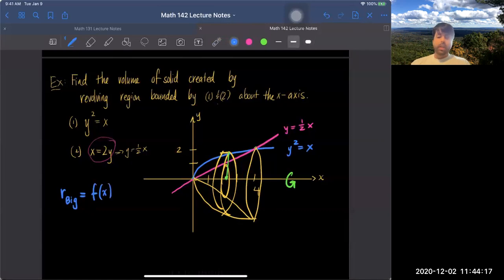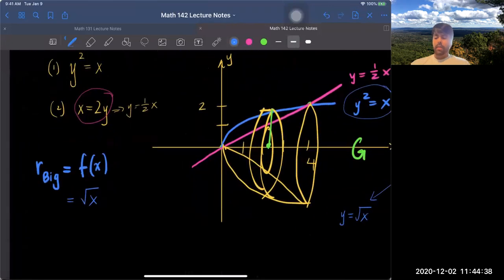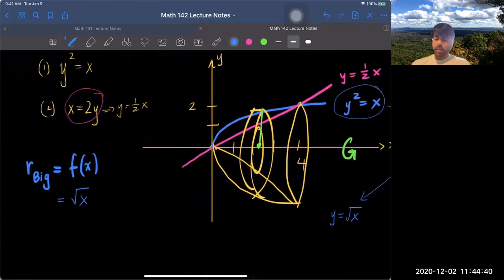But do you see what's the issue here? I have this y squared equals x. That's not a function of x. So then what do I have to do? I have to solve for y. And what does y equal to? The square root of x. That's all. So then the big radius will be square root of x. Do you guys see that?